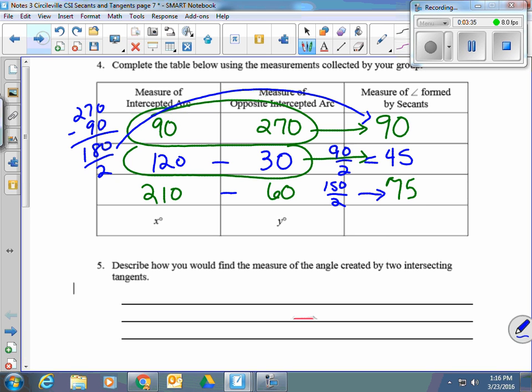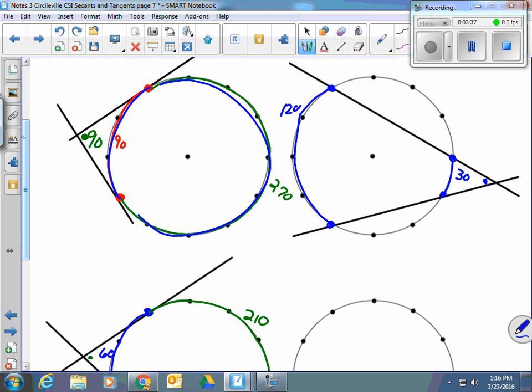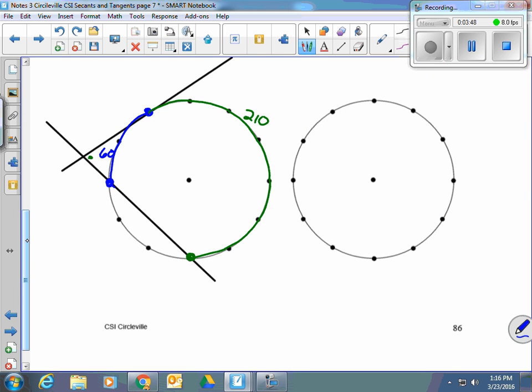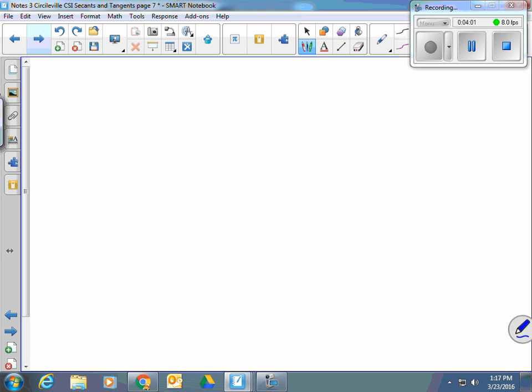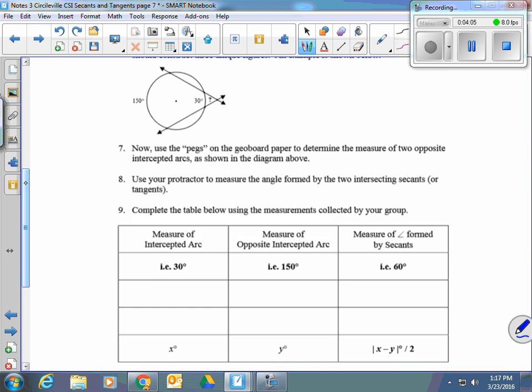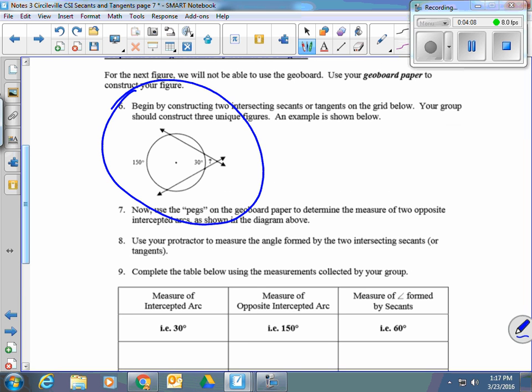So in other words, visually looking at the pictures, if I take the large arc minus the small arc and divide by 2, that gives me my angle measure right here. Again, my large arc minus my small arc divided by 2 gives me the angle measure right here. Are we okay? So now I don't have to worry about actually measuring. Flip your paper over to the back and look at the one problem right here. I want you to try and find the measure of the angle.